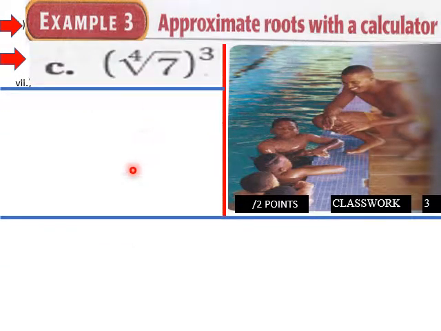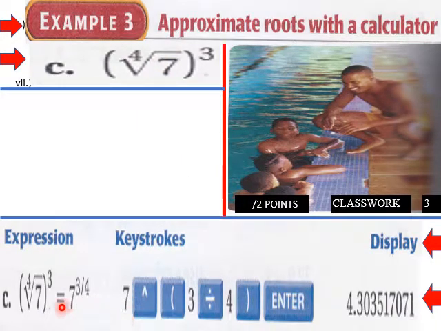And then for part C, approximating roots, we have the 4th root of 7 cubed. This would be 7 to the 3/4 power, because the root is in the denominator and the power is in the numerator. So it would be 7, caret, open parentheses, 3 divided by 4, close parentheses, enter, and this will be your number for 7 to the 3/4 power.